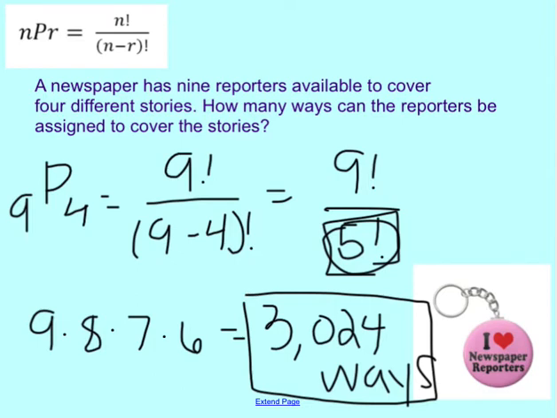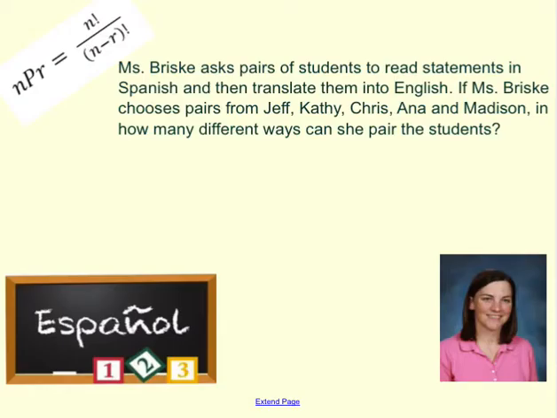Okay. Next, let's take a look at number 5. So for number 5, Ms. Brisky asked pairs of students to read statements in Spanish and then translate them to English. If Ms. Brisky chooses pairs, pairs means 2, so I know we're going to pick 2, okay, from Jeff, Kathy, Chris, Anna, and Madison. Well, that's 5, so we're doing 5P2.